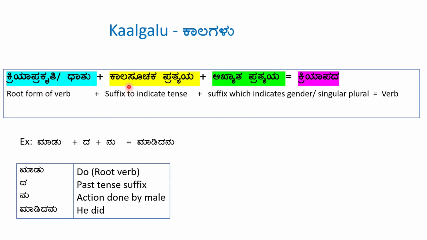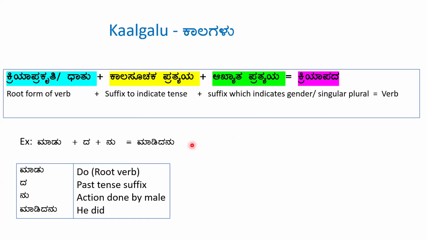The second part is called Kalasuchaka Pratyaya. This Kalasuchaka Pratyaya is a suffix which indicates the tense of the verb. So it indicates the verb is in which tense: present tense, past tense or future tense. The third part is Akhyata Pratyaya. This suffix indicates who is doing the action, the action is performed by whom, male or female, or the action is performed by a single person or multiple people.